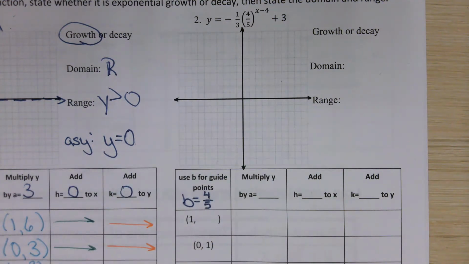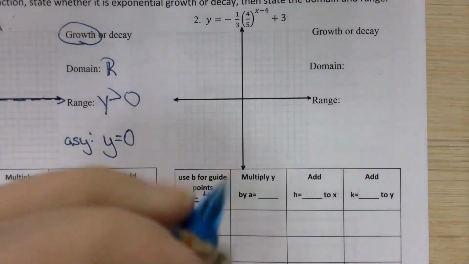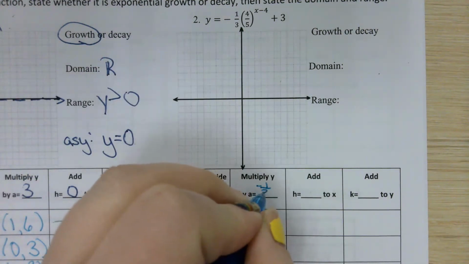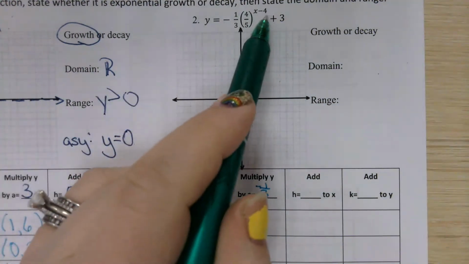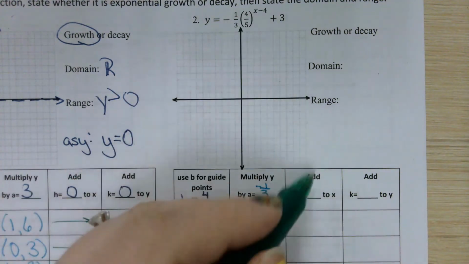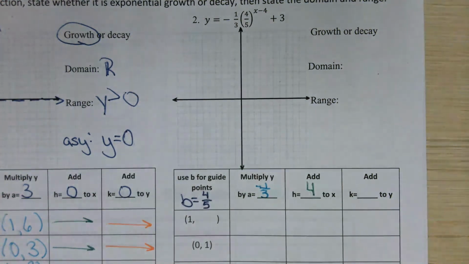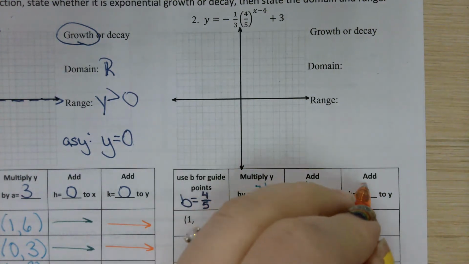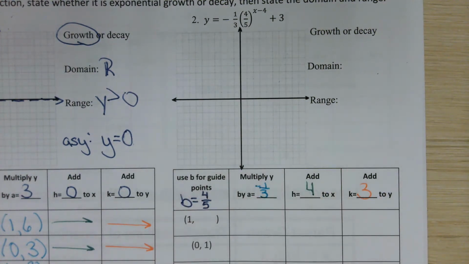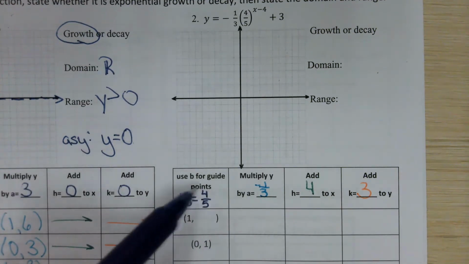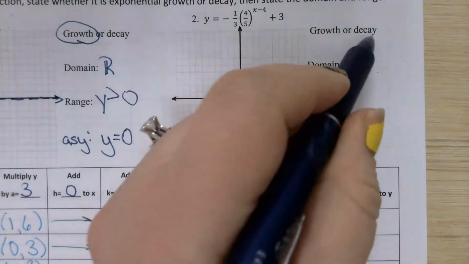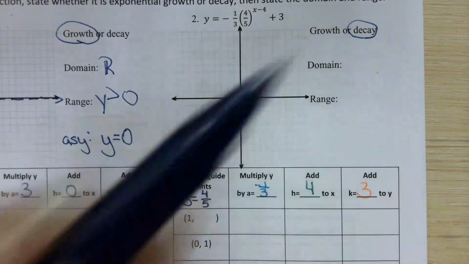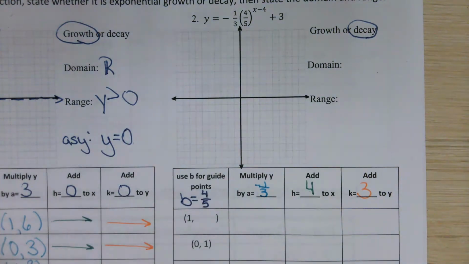Then we'll label our a, which is -1/3. We'll label h next. Remember, h is always the opposite of what it appears to be, so +4. And then k is 3. Since our b value is between 0 and 1, we can indicate that this is exponential decay. And let's apply our transformations.